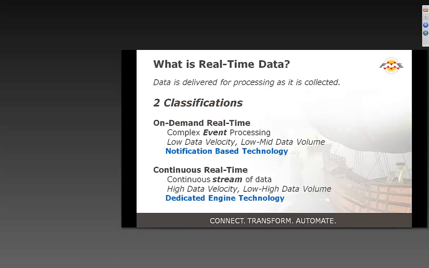Generally, you can think of this as notification-based whenever there's a person generating the data. That's a good key to notification-based. If it's coming from a server or a piece of hardware or a device, then you have to look a little bit closer to understand the characteristics. The second type of approach is continuous real-time, and this one is for high data velocity and low to high data volume. This one's dedicated engine technology, so we're going to go after both of those here.